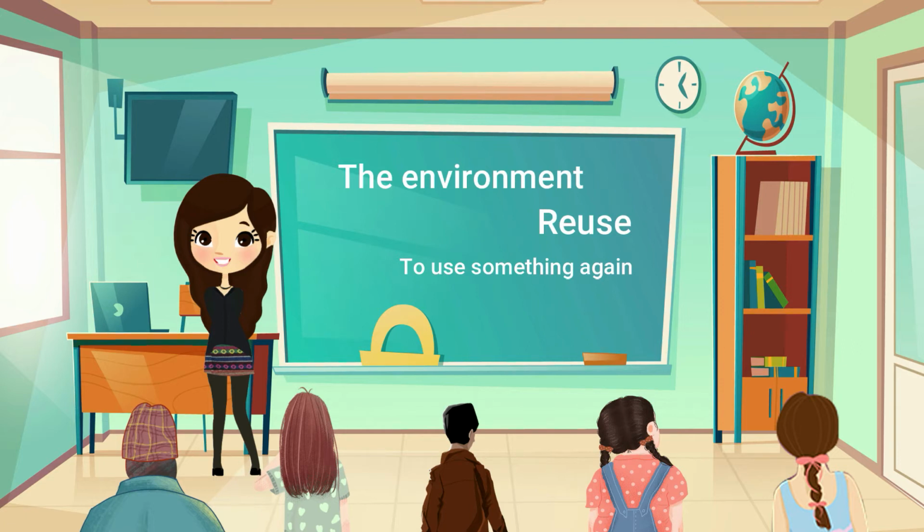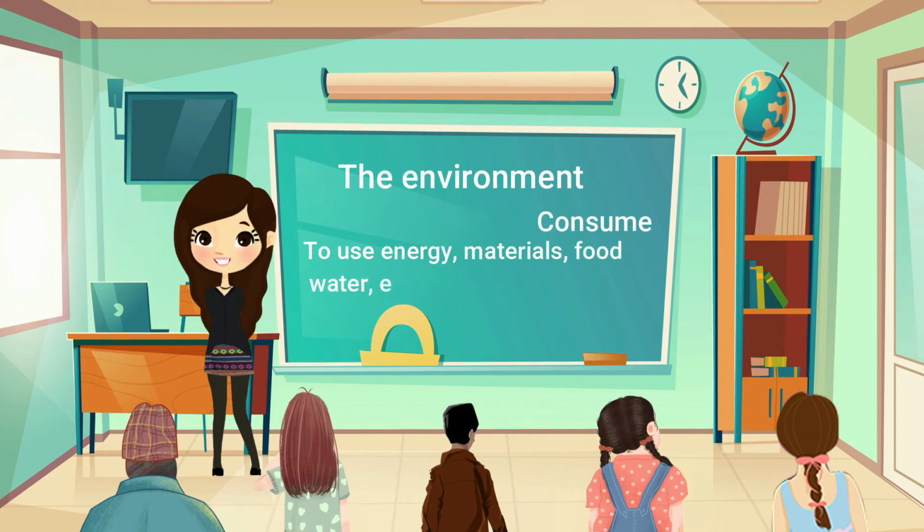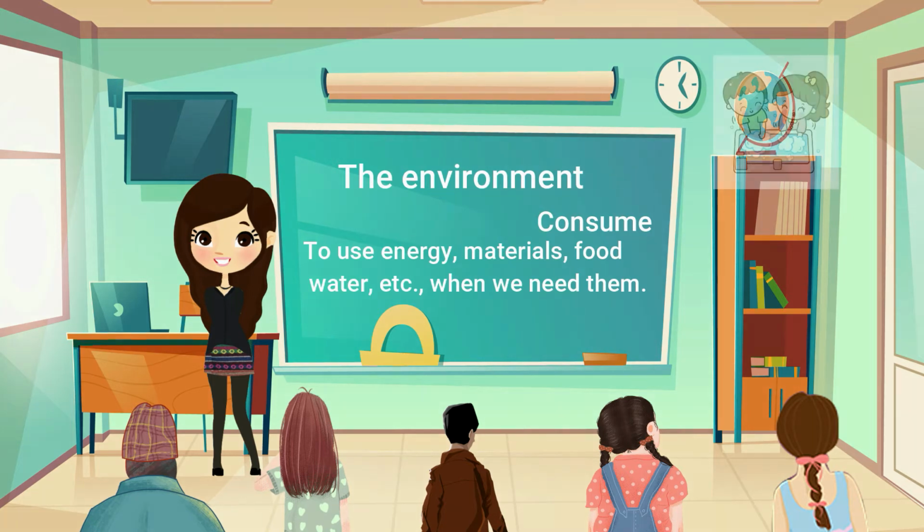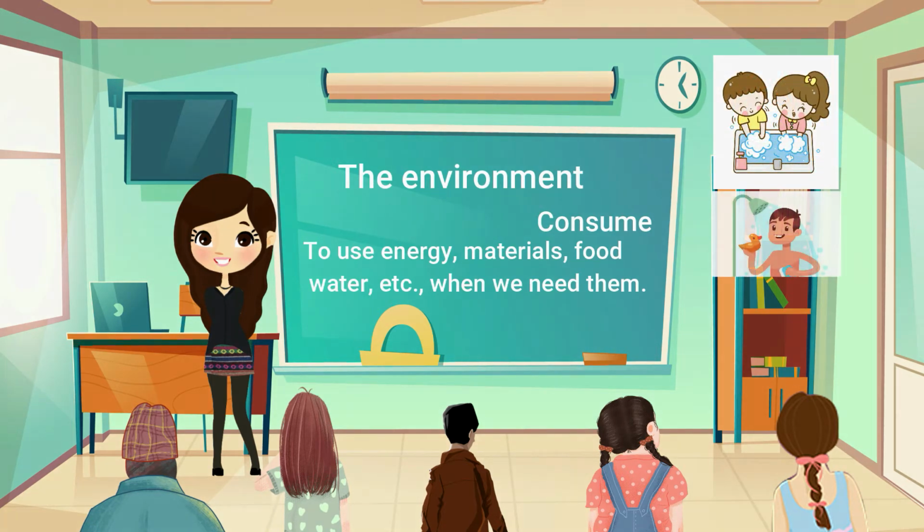Next word is consume. Consume means to use things like energy, materials, food, water, and others. For example, when we use the washing machine to keep our clothes clean, we are consuming water. We also consume water when we wash our hands, when we take showers, or brush our teeth.